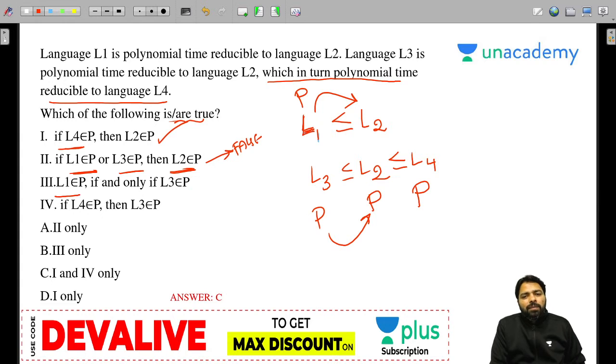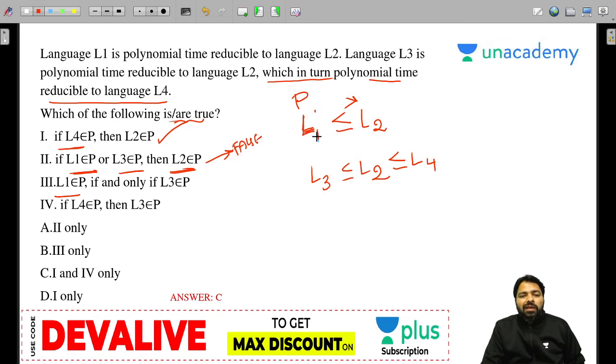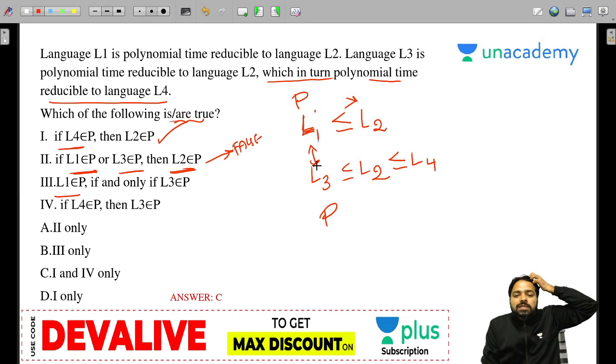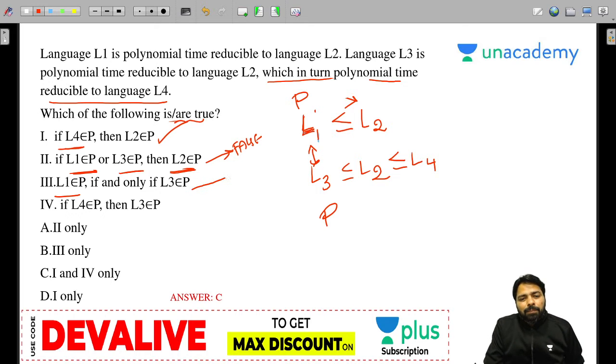Remember, L1 belongs to P if and only if L3 belongs to P. Is there any such relation between the two? No relation, guys. We can talk about L2: if L2 is in P, then L1 and L3 are both in P. But there is no relation between L3 and L1, no relation at all. And if L4 belongs to P, no doubt L3 has to be in P. Yes, so this is also true. C is the answer.